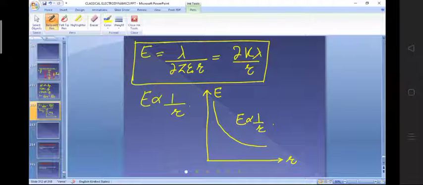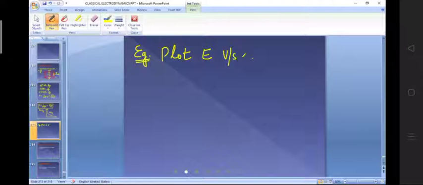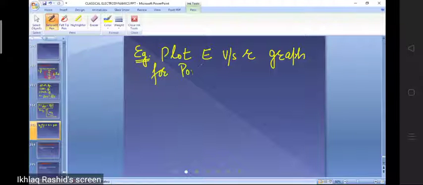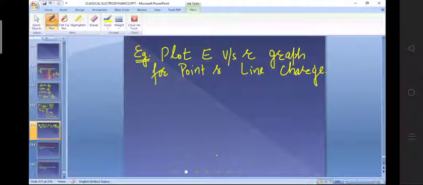But in case the question is like this: plot the E versus R graph for a point charge and for a line charge on the same graph. Keep this in mind. So the next example is this: plot the E versus R graph, electrostatic field versus radial distance graph, for point charge and line charge. We have to plot both graphs exactly on the same graph. Fine. So it will be like this.